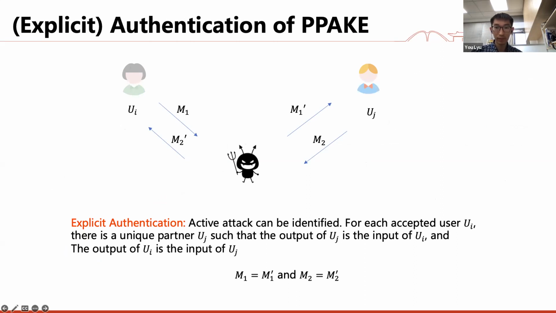And for each accepted user UI, there is a unique partner UJ such that the output of UI is the input of UJ, and the output of UJ is the input of UI. In this example, if users UI and UJ are accepted, then it must hold that M1 equals M1 prime and M2 equals M2 prime.